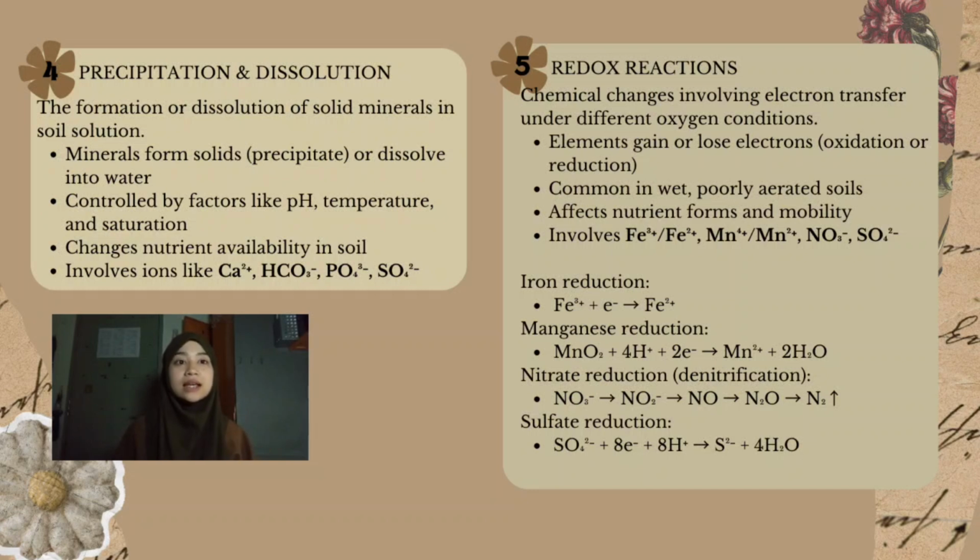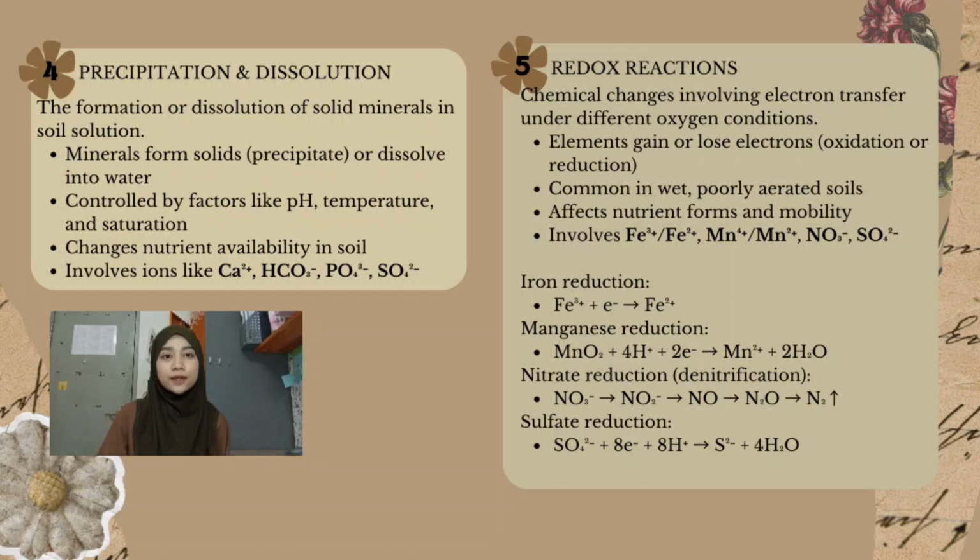For example, in dry and alkaline soils, calcium and carbonate ions may precipitate as calcium carbonate. In contrast, minerals like gypsum can dissolve in moist, acidic conditions, releasing calcium and sulfate into the soil. This reaction affects the solubility and availability of nutrients and plays a key role in soil structure and water retention.